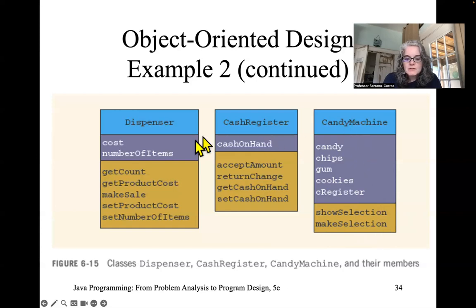So again, each one of these is a class. The purple is the data. The gold is the methods. And how these methods are created, we're going to talk about that in chapter 8. Chapter 8 will be creating classes. We'll create all these, and it's not super hard, but it's a little different.